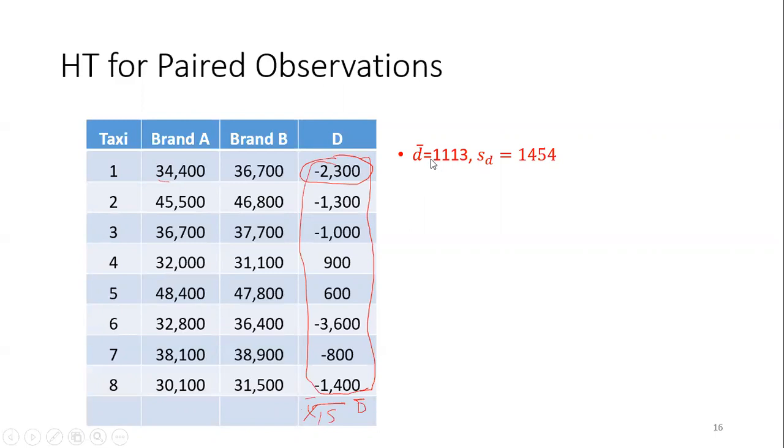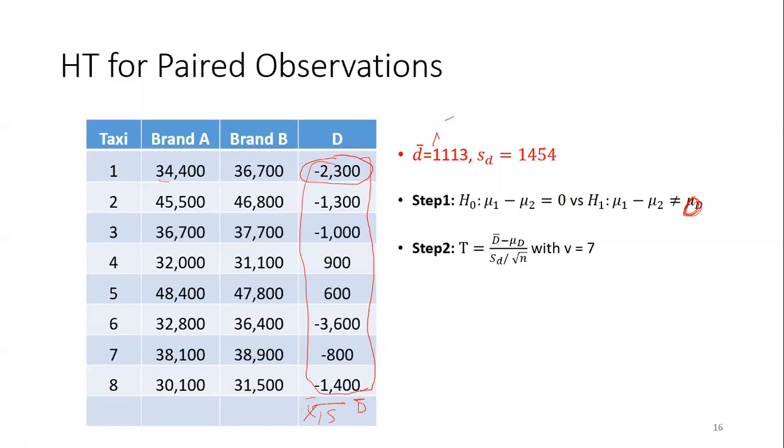Sorry for this. Probably that's a minus. Okay, so this is probably a minus here. S_T is equal to 1,454. Okay, so step one is check whether mu1 minus mu2 is equal to 0 or it's not equal to 0. So this is 0, right? And step two is, so this is a t random variable with 7 degrees of freedom.